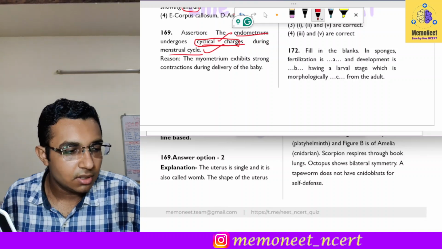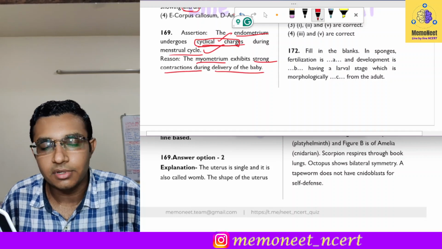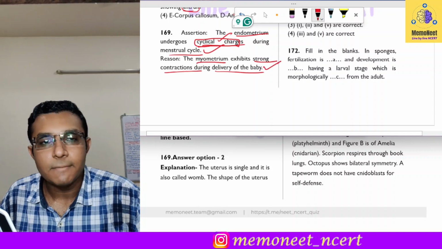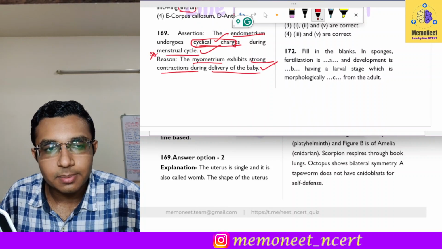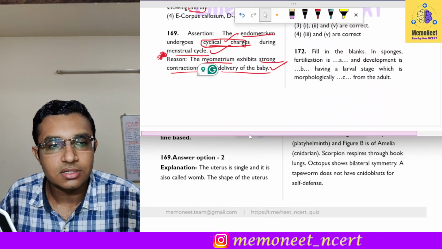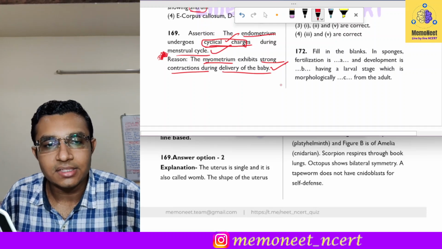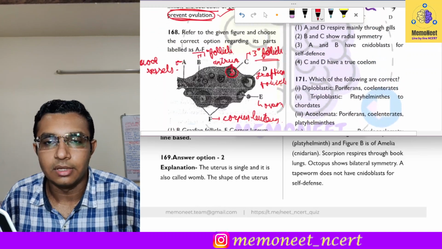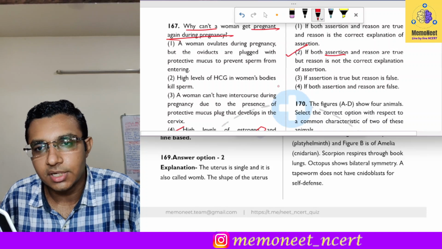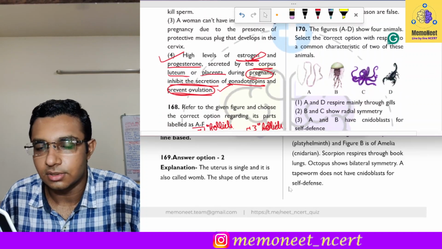Now the reason given here is that the myometrium exhibits strong contractions during the delivery of the baby. So is the reason correct? Yes, the reason is also correct, but the reason is not correctly explaining why the endometrium undergoes cyclical changes during the menstrual cycle. The reason is given for the myometrium, and it exhibits contraction during the delivery of the baby. So here the correct answer of this question will be option 2, that is both assertion and reason are true, but the reason is not the correct explanation of the assertion.